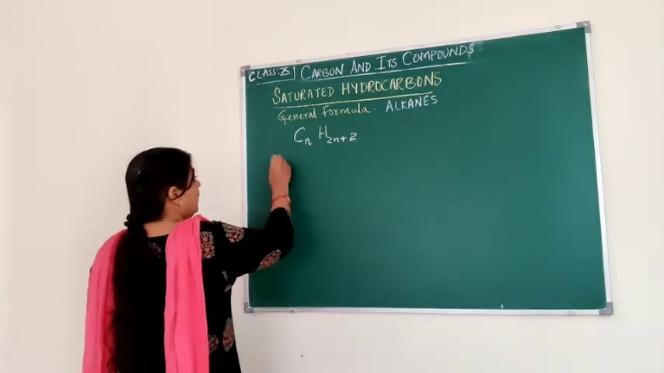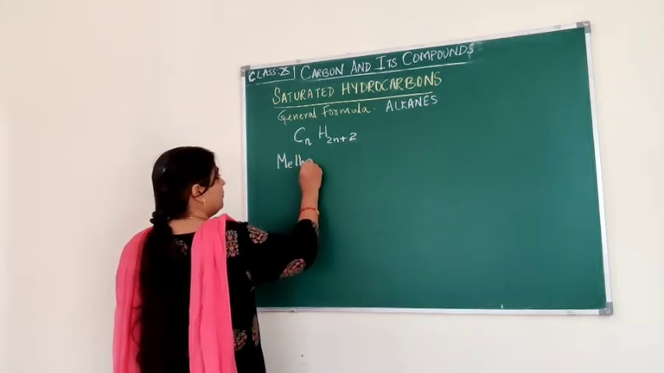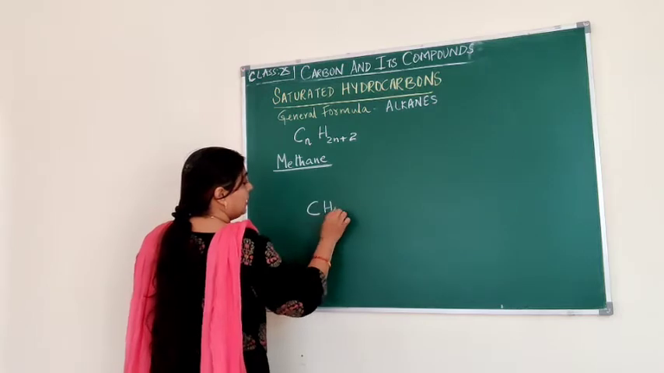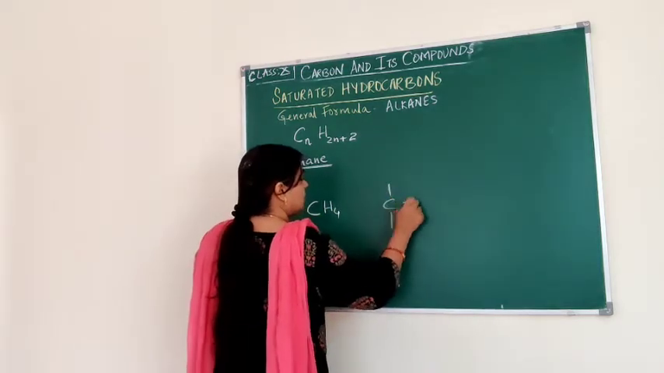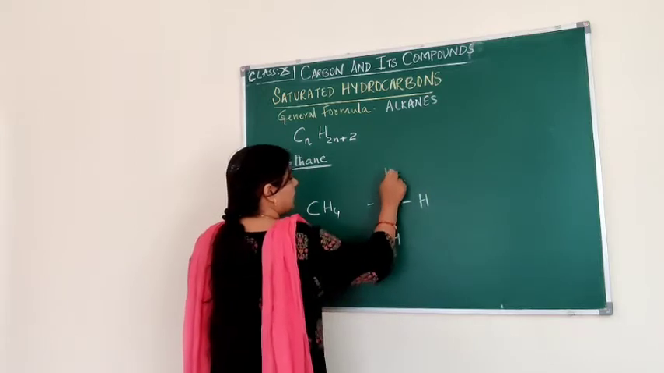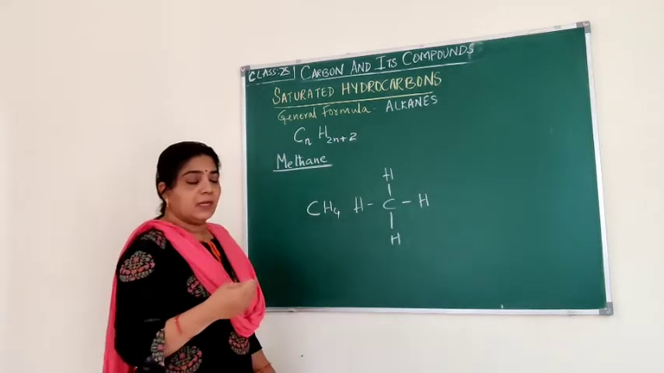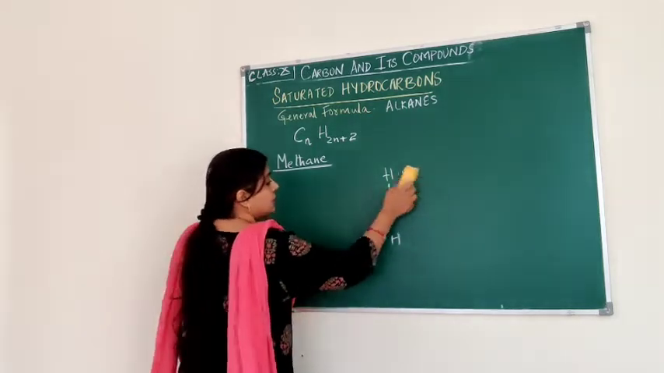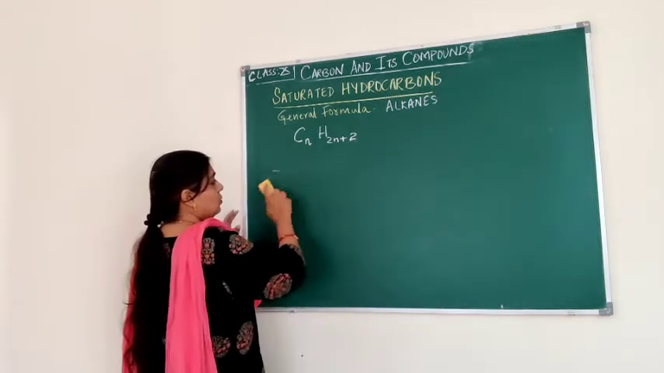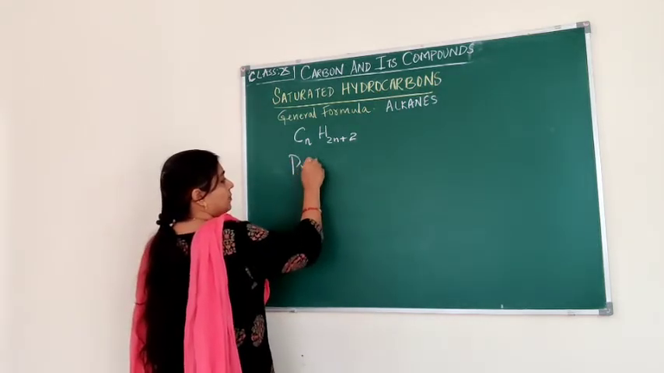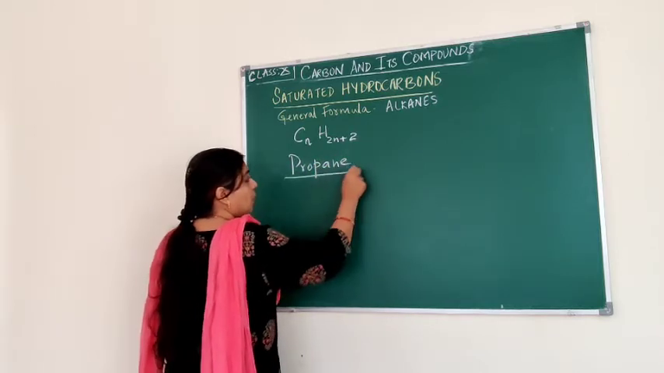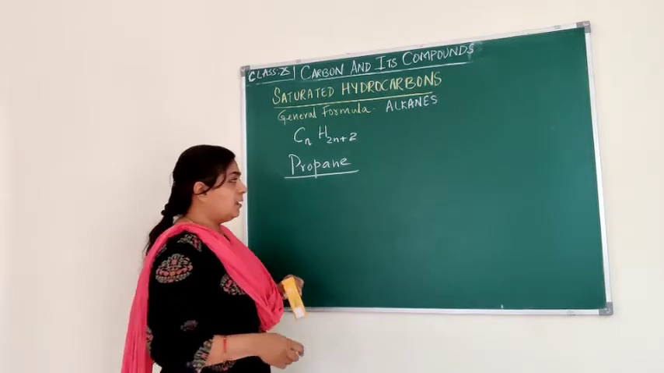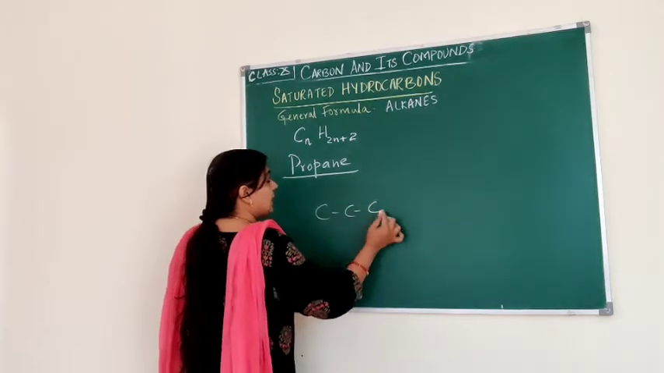Say for example, if you are asked to write the structure of methane, it is CH4. We know the formula is CH4, so you know the structure. Now, I ask you to write the structure of, say, propane. Now you know what is prop. Prop means how many carbon atoms? It is 3 carbon atoms.